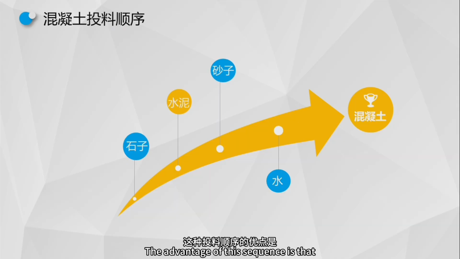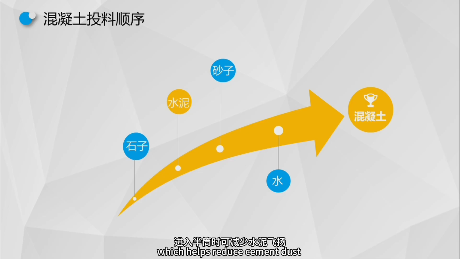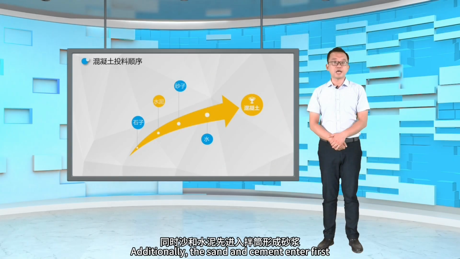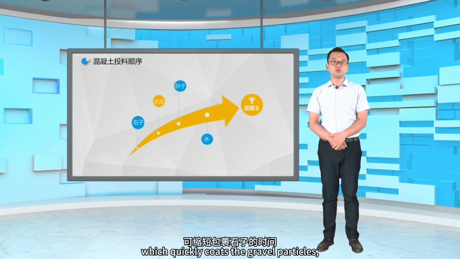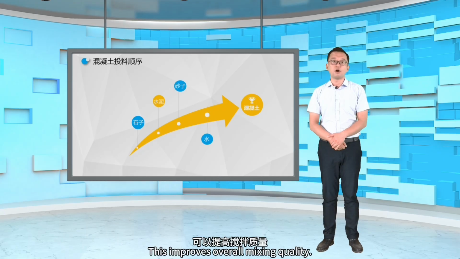The advantage of this sequence is that the cement is positioned between the sand and gravel, which helps reduce cement dust as it enters the mixer drum. Additionally, the sand and cement enter first and form mortar, which quickly coats the gravel particles, preventing water from pooling on aggregate surfaces and causing adverse effects. This improves overall mixing quality.